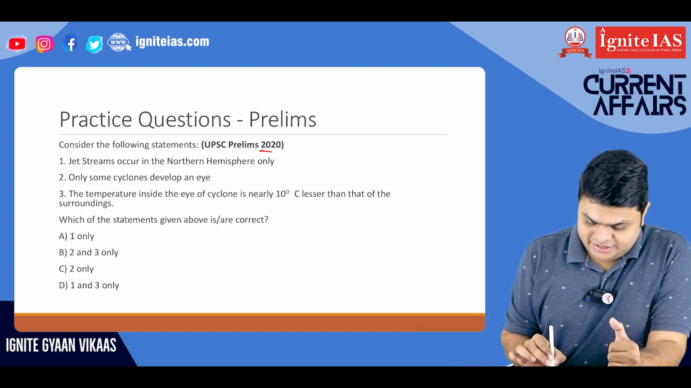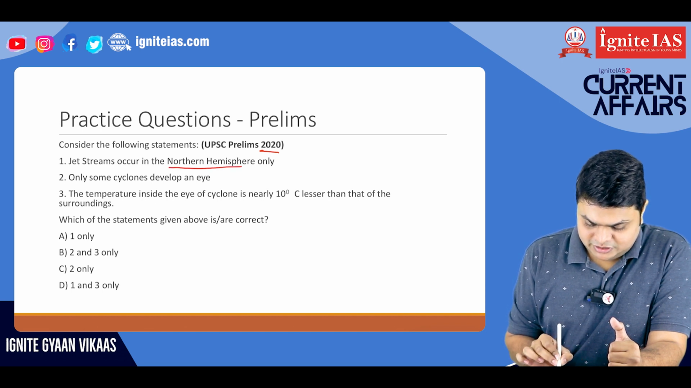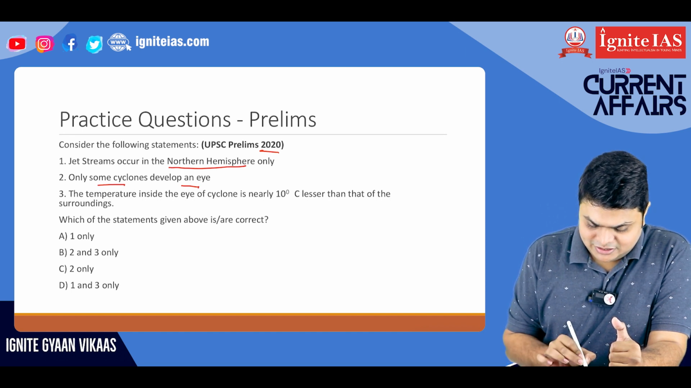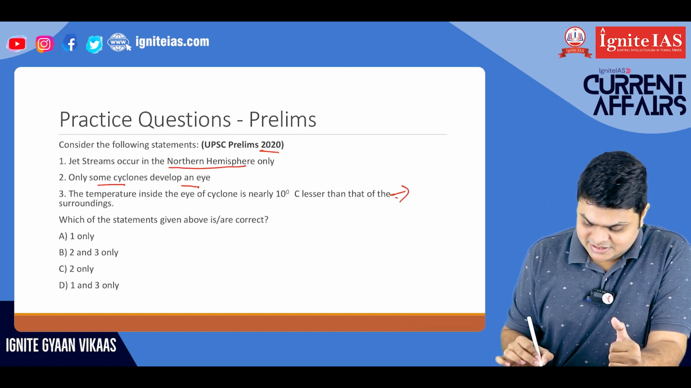So it was asked in 2020. Consider the following statements: Jet streams occur in the northern hemisphere only. Only some cyclones develop an eye. The temperature inside the eye of a cyclone is nearly 10 degrees lesser than that of the surroundings. Now, first let's focus on the third statement. It says that the temperature inside the eye of the cyclone is 10 degrees centigrade lesser.